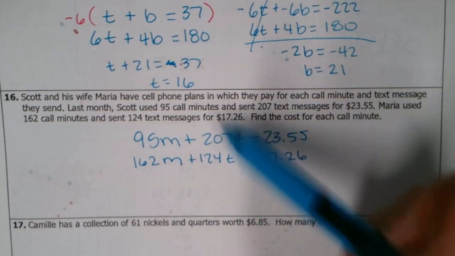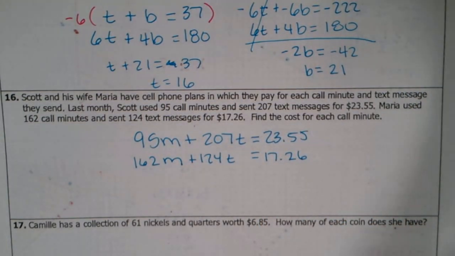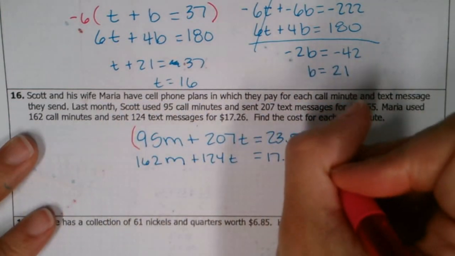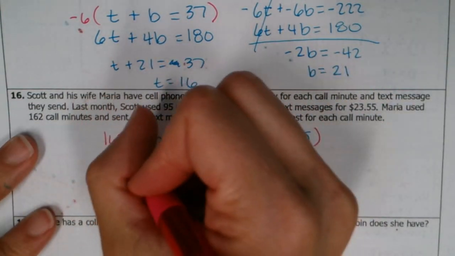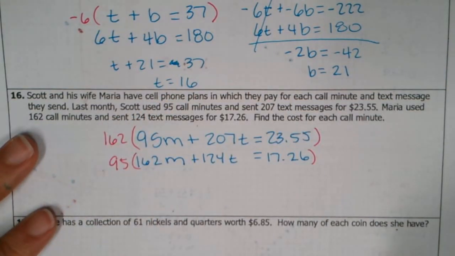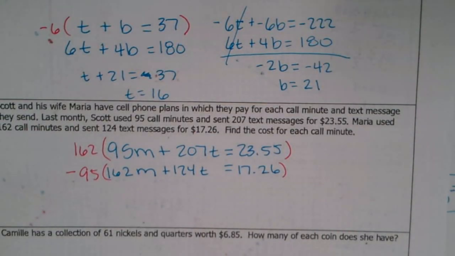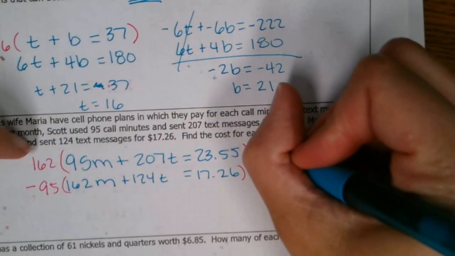Now again, I don't have opposites. When we don't have opposites and it's not easy to just multiply one equation times the other, we're going to multiply by 162 here, and I'm going to multiply by 95 here. One of them has to be negative, so I'm going to make this one negative. So these numbers aren't going to be too fun, but you have a calculator, so it doesn't really matter how hard it is to multiply, because the calculator is going to do that work.